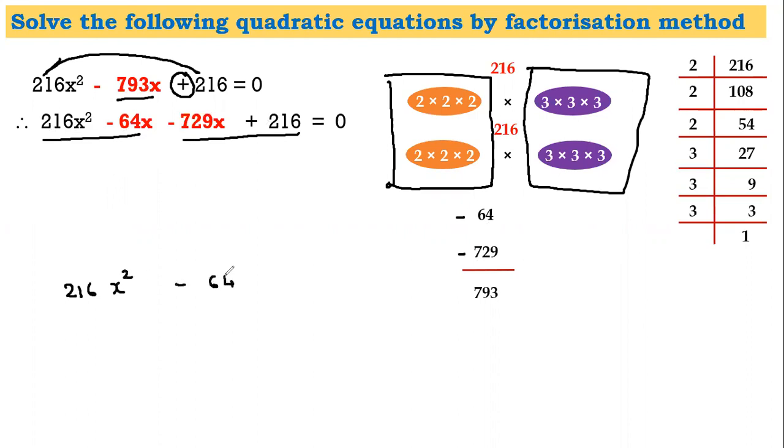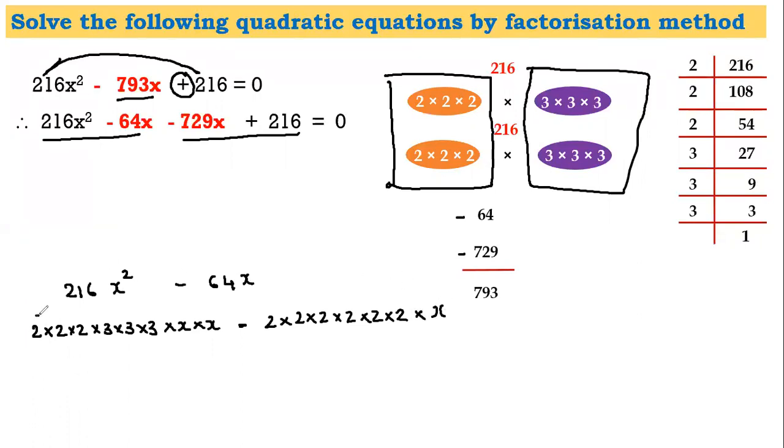minus 64x. Now 216, the factors are here, 2 into 2 into 2, 3 into 3 into 3. So 216 will be written as 2 into 2 into 2 into 3 into 3 into 3. Do not forget the x square, which would be x into x. Minus 64. We know it is 8 into 8. So it would be 2 into 2 into 2 into 2 into 2 into 2, because you multiply all this, you get 64. And do not forget the x.